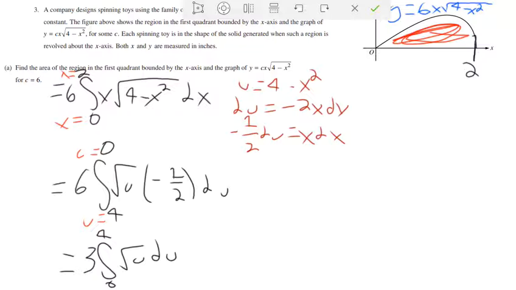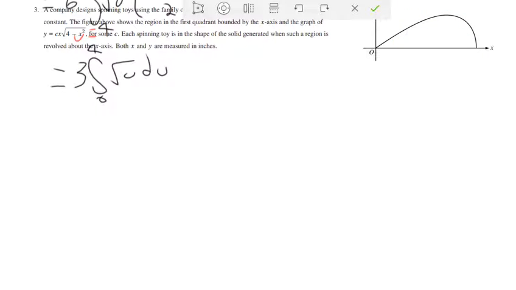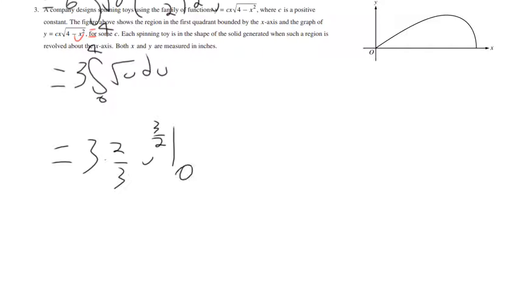Let's just get a little more space here. So this is like u to the 1/2, add 1 to the power. We still have the 3 in the front. I'm going to add 1 to the power, so we have u to the 3/2. Then I have to divide by the new power, so I'll multiply by 2/3. And I'm plugging in u going from 0 to 4. The 0 will cancel everything out, so I just have to plug in the 4. So I have 3 times 2/3 times 4 to the 3/2. And you do not have to simplify this at all. You can just stop right here and move on to part B.